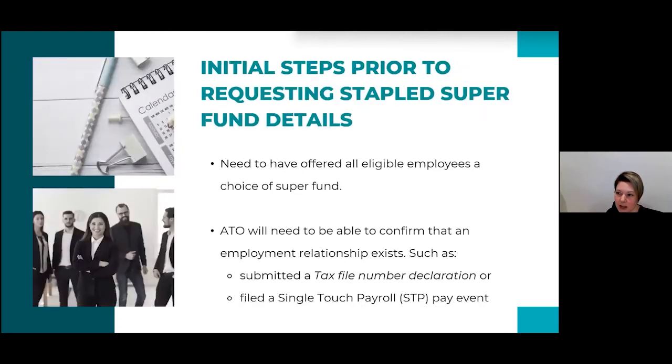The initial steps prior to requesting the stapled super fund details. So although you may know that you need to request these details from the ATO, there are a couple of things that need to be done before you can do that. So the ATO needs to be able to confirm that an employment relationship exists, such as submitting a tax file number declaration, which nowadays most software programs can do for you electronically, or you can file a single touch payroll pay event. So once you've paid the employee and that STP lodgement has gone through to the ATO, they will then marry up that relationship.